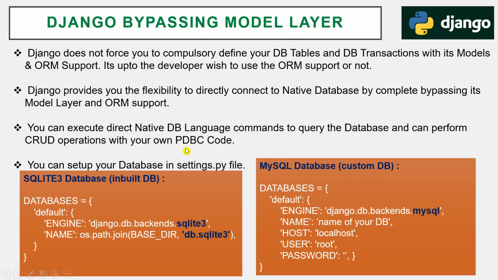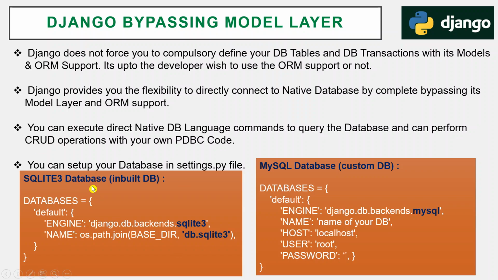If you isolate the model layer and ORM support of Django's inbuilt supports, you need to write this PDBC code for connecting to the database and performing CRUD operations. You can set up your database in the settings.py file, in the subdirectory of the project level directory. If you open that settings.py file, you can see the variable DATABASES equal to some dictionaries, a dictionary of databases.